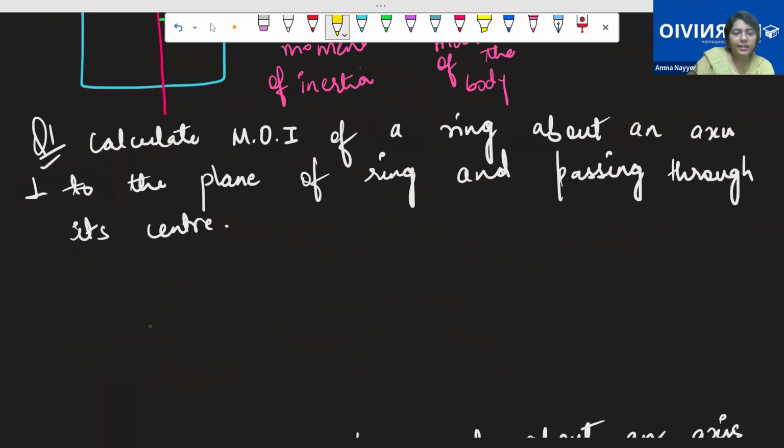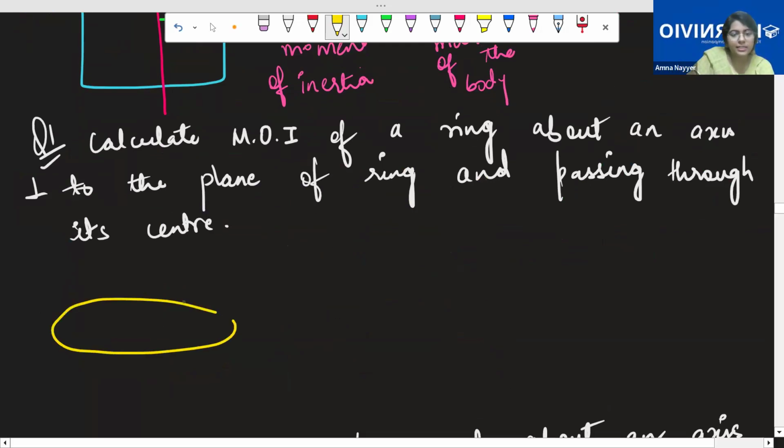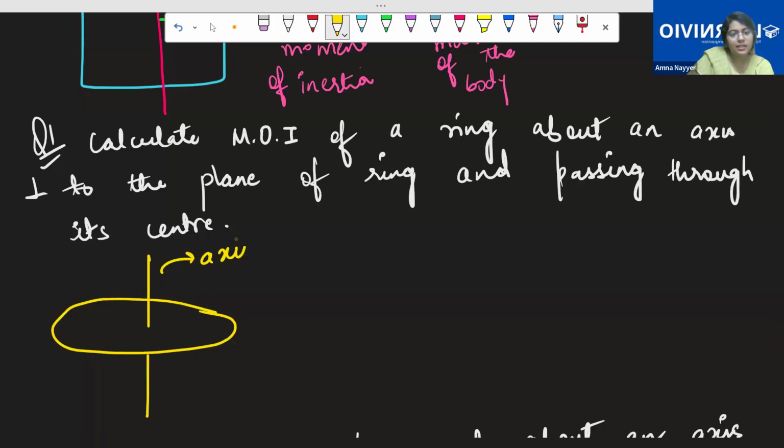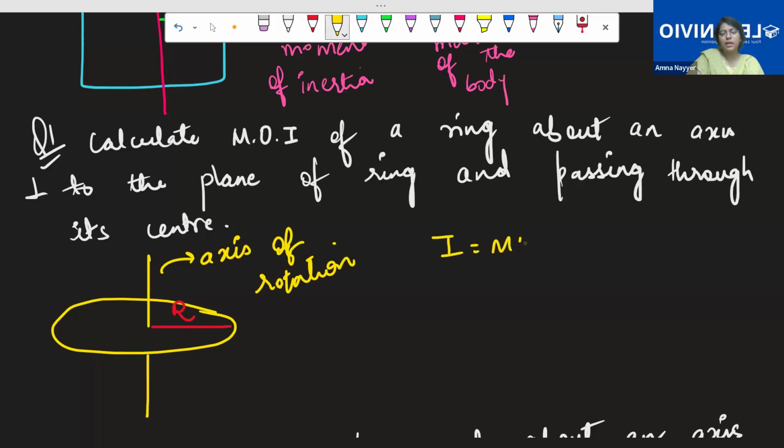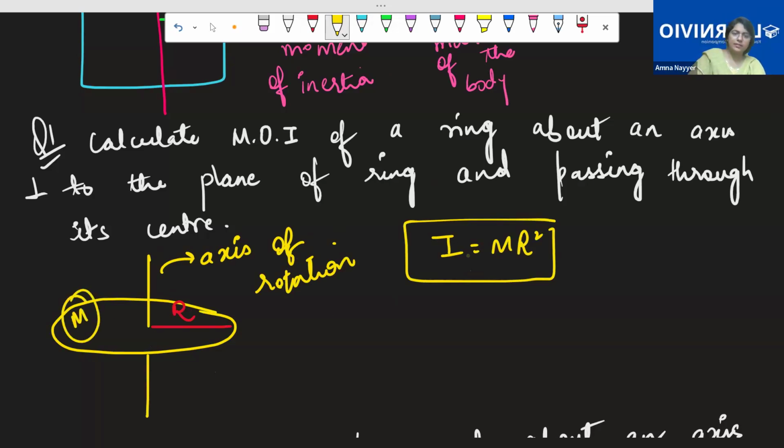So it's like that your ring is put like this, and the axis is present. This is the axis of rotation. So if it's a ring, let's say its radius is r. Now let's apply the moment of inertia. Moment of inertia is equal to mr square. That's it. That is the answer to this question also. Mass of the ring and the radius square. Now write this first and let's see some more questions.